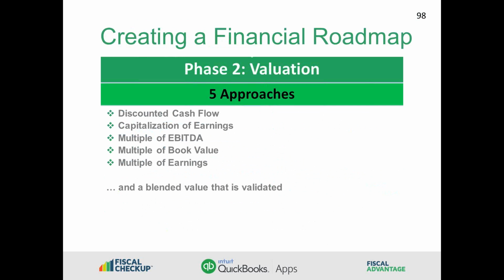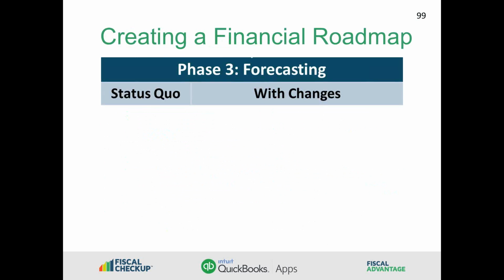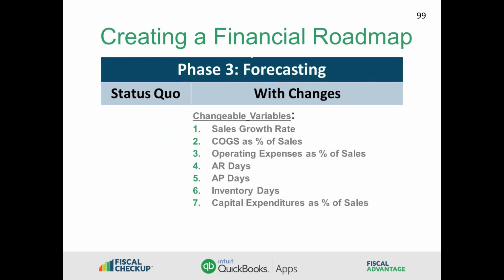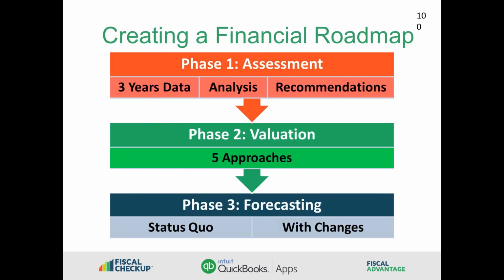For those of you that perform valuations for a living, imagine having the Fiscal Checkup assessment report as supporting data for the valuations you already perform. In the third phase, we look 3 years out into the future, and we forecast the business's financial performance, assuming the current trends continue. But we also let them modify any of the 7 variables here so the business can clearly see how making minor changes has a significant impact on future earnings, cash flow, and even the value of the business. Our 3-phase process empowers the business advisor to help their clients thrive.